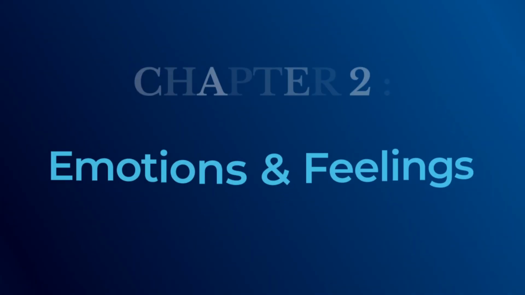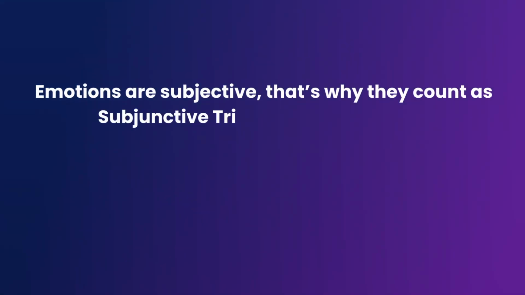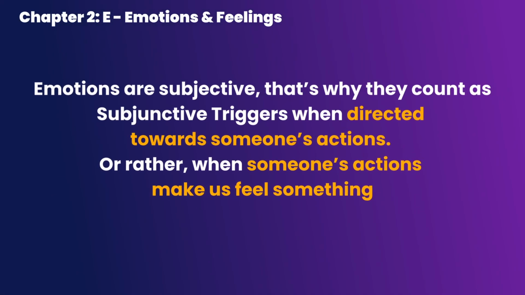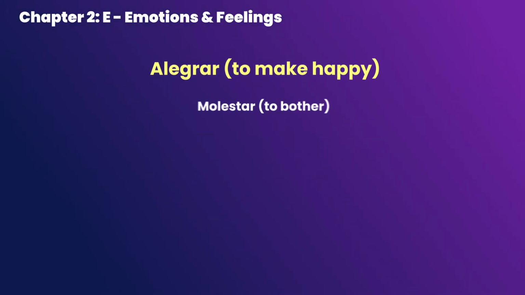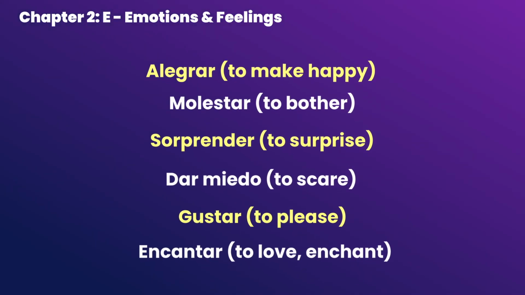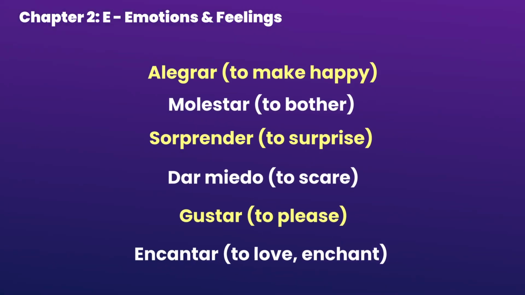Chapter 2. Emotions and feelings. Emotions are also subjective, that's why they also count as subjunctive triggers when directed towards someone's actions, or rather when someone's actions make us feel something. Some popular verbs include alegrar, molestar, sorprender, dar miedo, gustar, and cantar. What's important with these verbs is that it's very popular to use them with the indirect object pronouns.